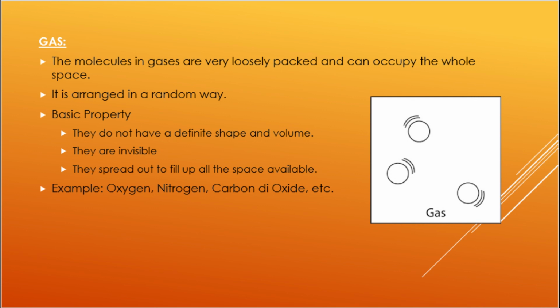So, the properties of gas we can say are: the molecules in gases are very loosely packed and can occupy the whole space. They are arranged in a random way. The basic property is that they do not have a definite shape and volume. They are invisible. They spread out to fill up all the space available. Examples are air, oxygen, nitrogen, carbon dioxide, etc.